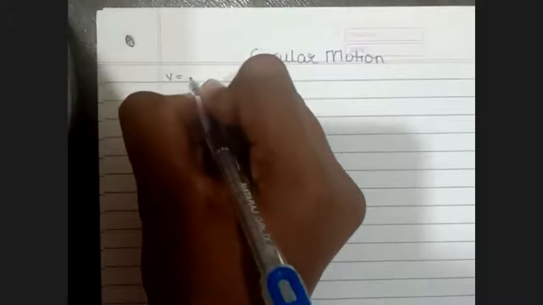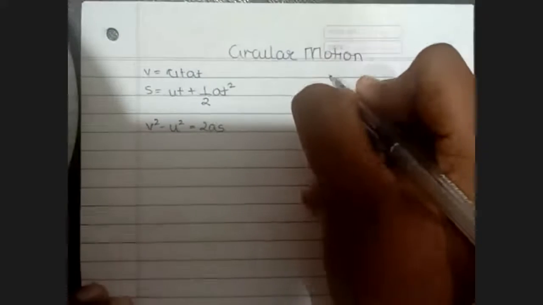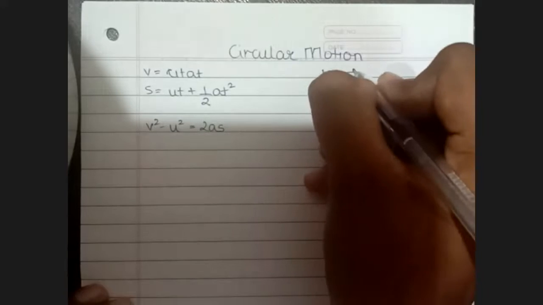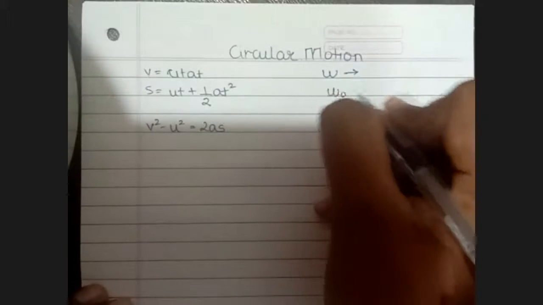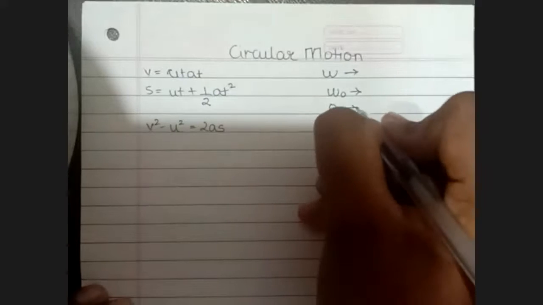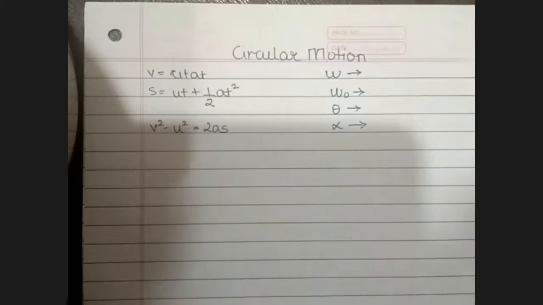For the first, we used the equations for motion in a straight line, which were v = u + at. Now for motion in a curved path, we use omega, which is angular velocity, omega naught, which is initial angular velocity, theta, which is angular displacement, and alpha, which is angular acceleration.